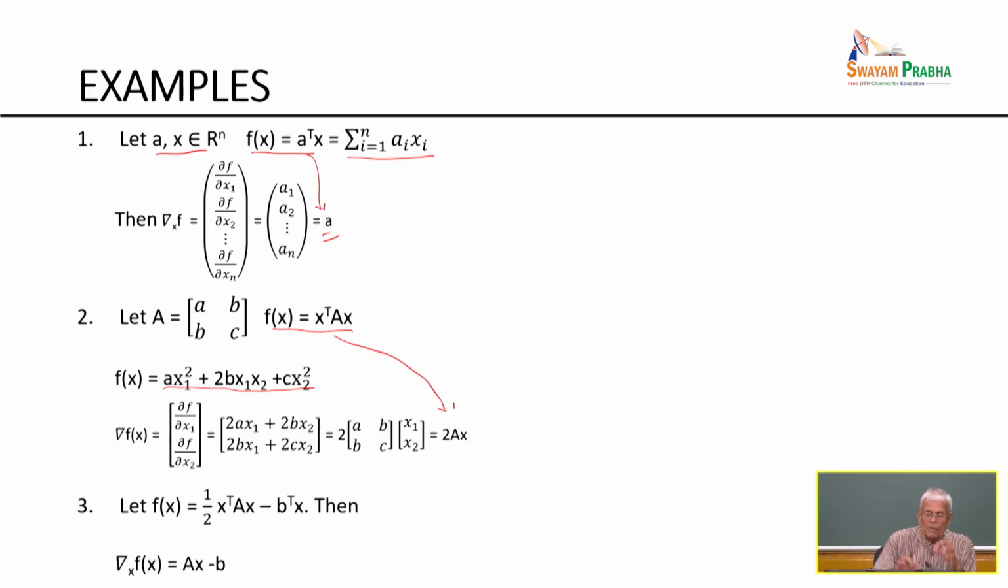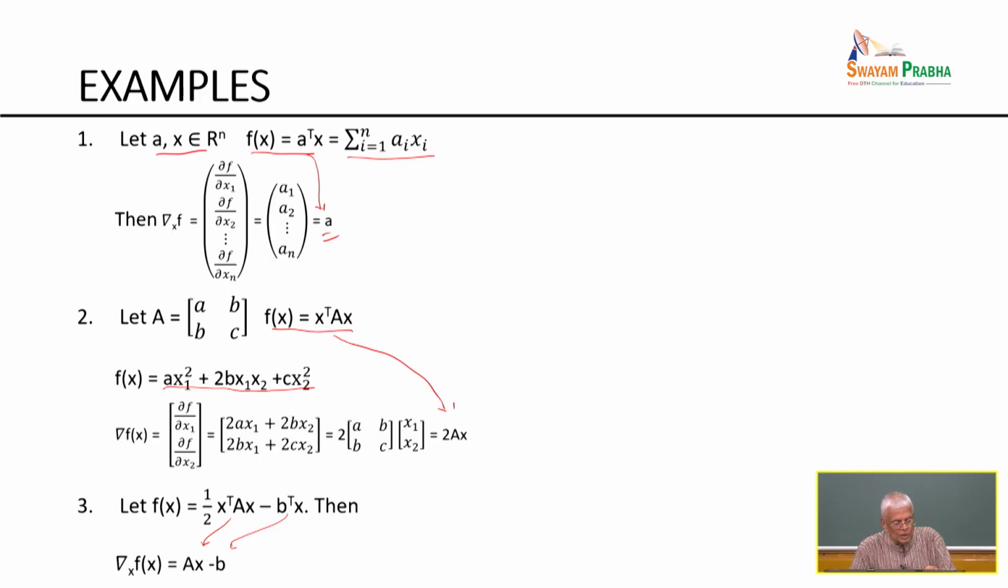Okay? Now I can combine the two. Let f of x be equal to 1/2 of x transpose Ax minus b transpose x. Oftentimes in optimization theory, this will be the structure of the cost function, a quadratic function. So what is the gradient of that? The gradient of x transpose Ax is 2Ax. The 2 and 1/2 will cancel, so it's Ax, and for the other term, this is b. So the gradient of this function is Ax minus b.